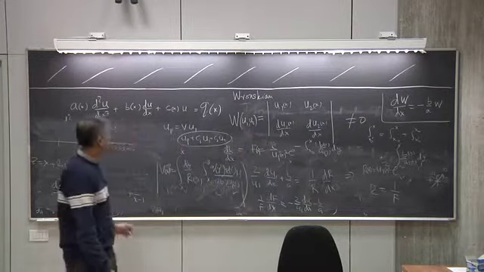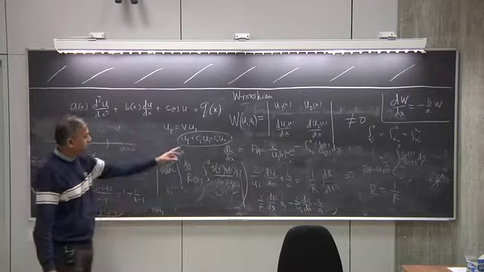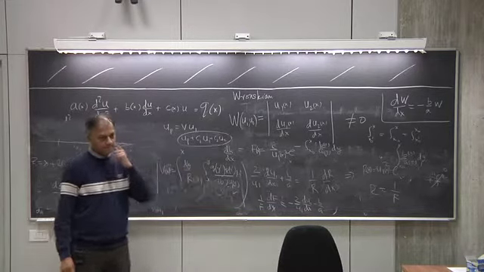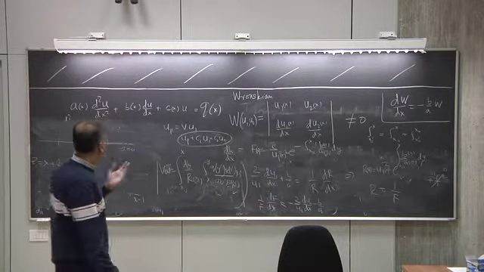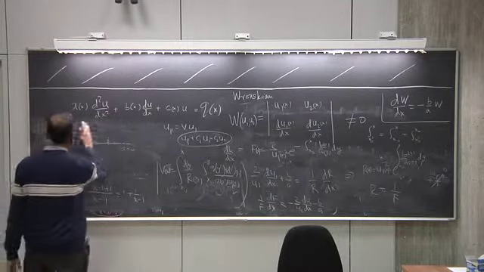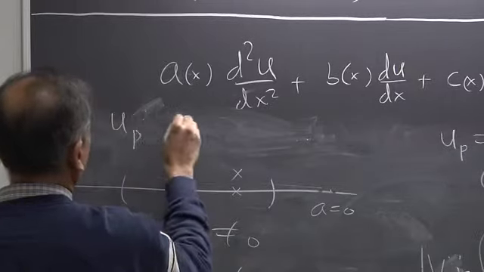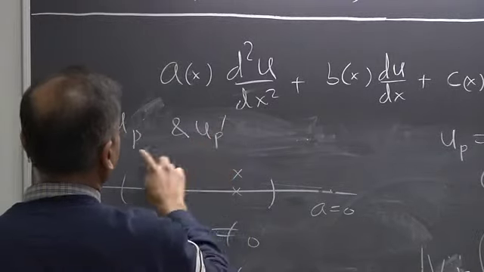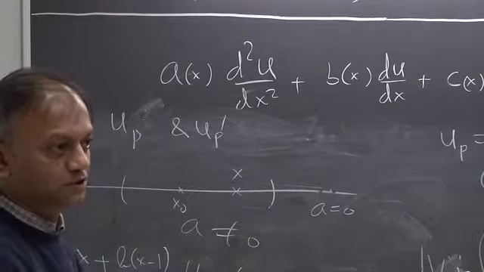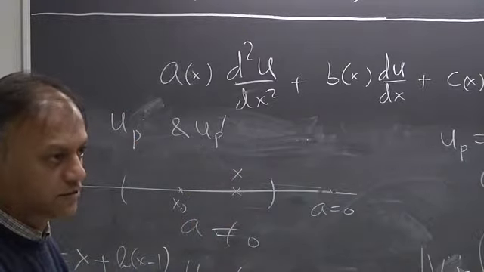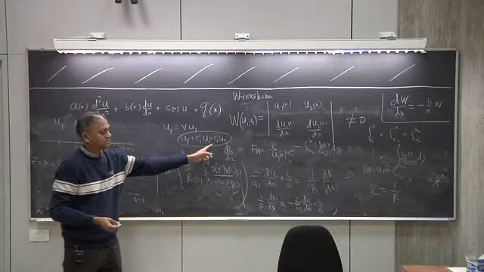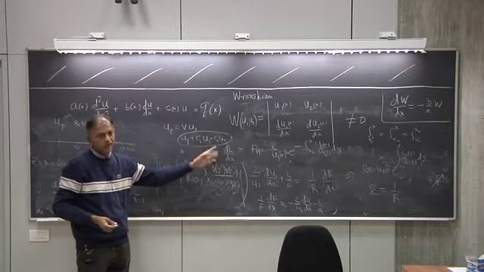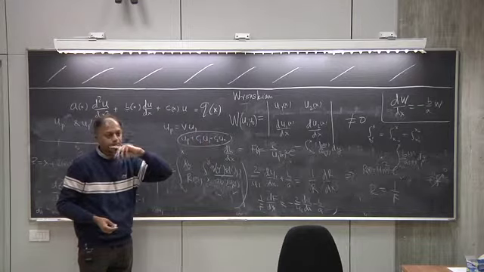No, UP is a particular solution. The general solution is this. Because if I have two solutions, UP and UP prime, then the difference between these two is a homogeneous solution. It's also a homogeneous differential equation, right? And for homogeneous, we already know the most general is a linear combination of U1 and U2, right?